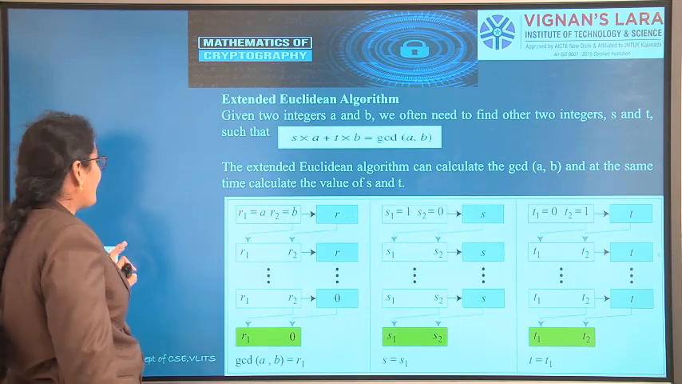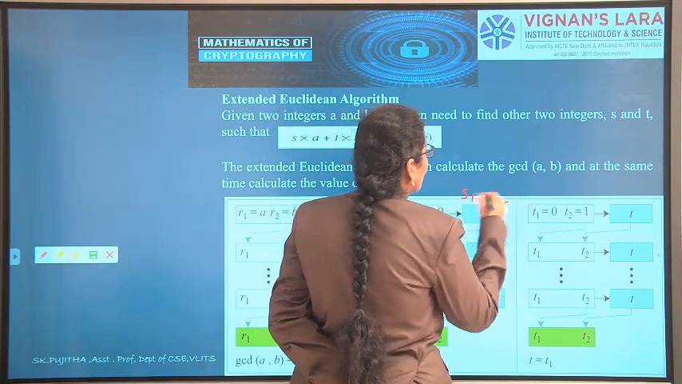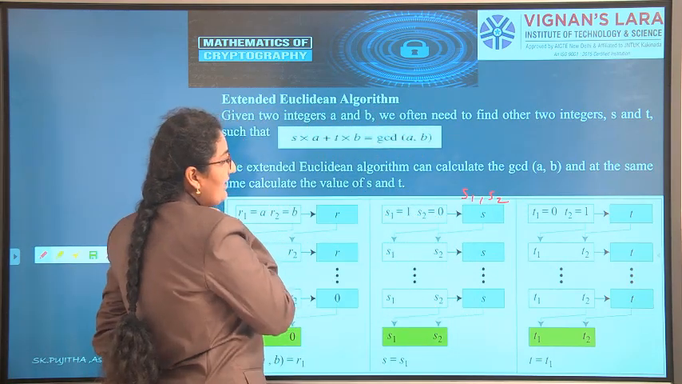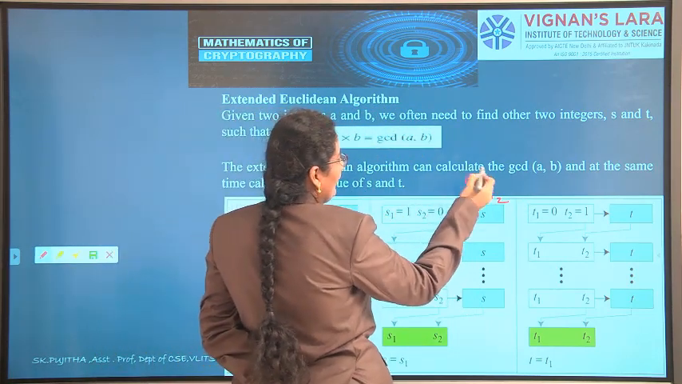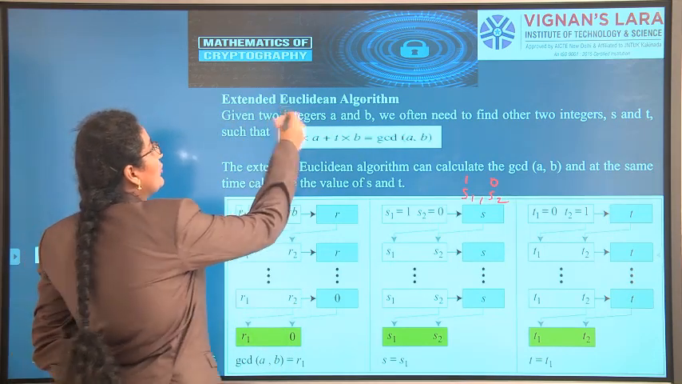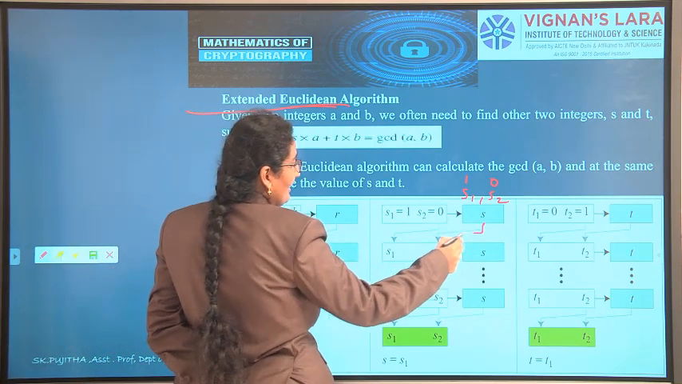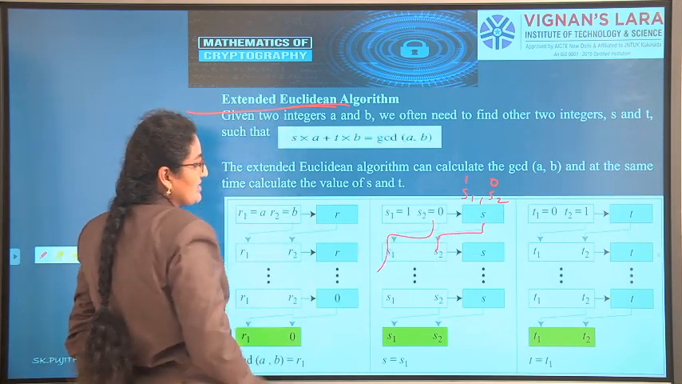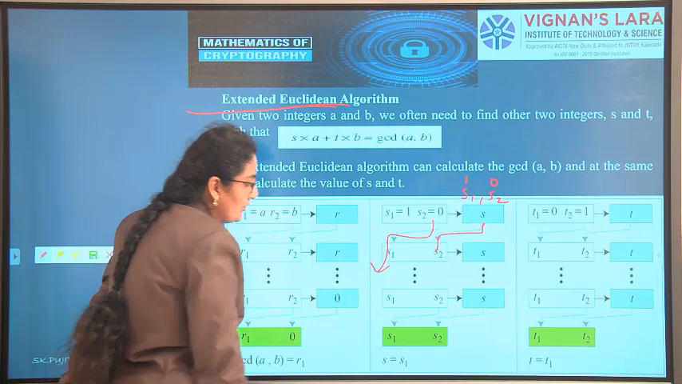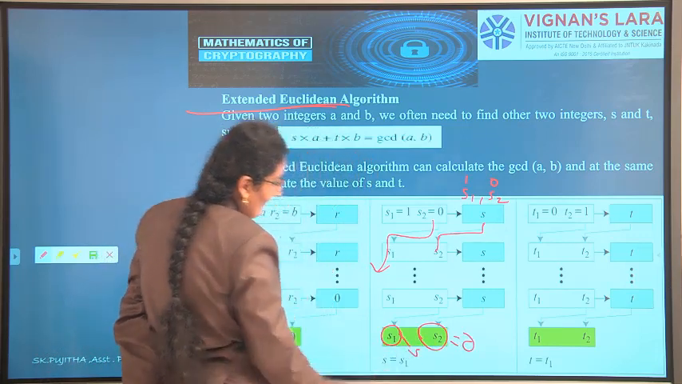See one more time. Initially s is divided into s1 comma s2. For s1 we will give 1, s2 we will give 0. Same way as in the Euclidean algorithm, the extended Euclidean is also the same. Passing the s value to s2, s2 value to s1. Until when should we do this? Until s2 is 0 and s1 is the result.